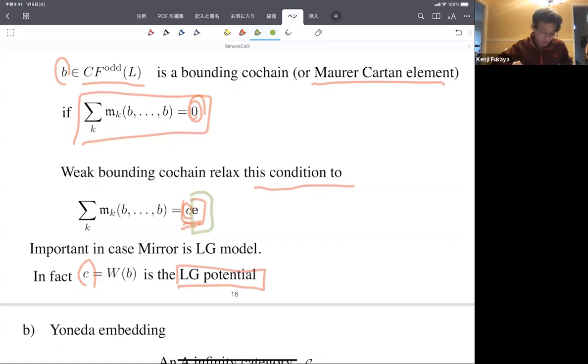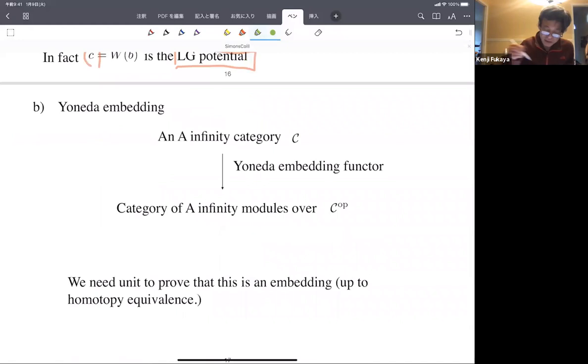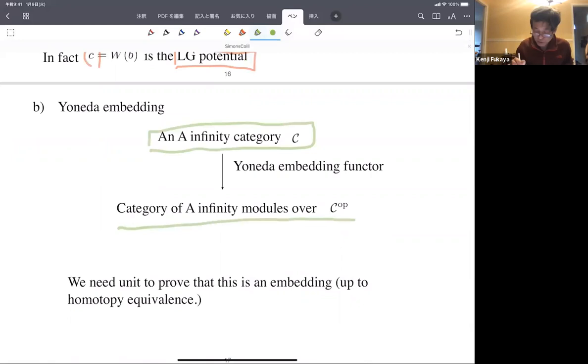And the second point where we need the unit is the so-called Yoneda embedding. I think the Yoneda embedding appeared in the last talk already, but you have this infinity category C. Then we consider this category of infinity modules over C, something like A-infinity modules. Then there is an infinity functor which goes from here to here. This is called the Yoneda functor. It's the infinity analog of the usual Yoneda functor. And Yoneda's theorem says that this is an embedding. And in the infinity case, it is an embedding up to homotopy equivalence. But if you remember the proof of Yoneda's theorem, the basic idea of the proof that it's an embedding is to use the unit, the identity morphism.